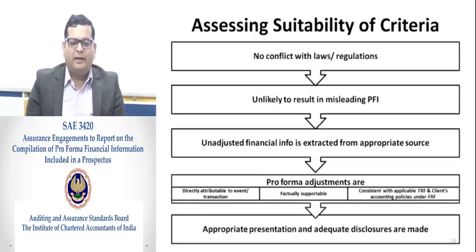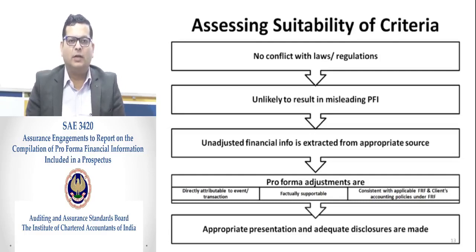Planning and performing an engagement. First, the practitioner should assess that there is no conflict with laws or regulation. And one more thing, the practitioner should keep in mind that there should not be any wrong or misleading proforma adjustments put through. Those should be factual. I'll give you one example a little later. The proforma adjustment should be more of a factual nature.